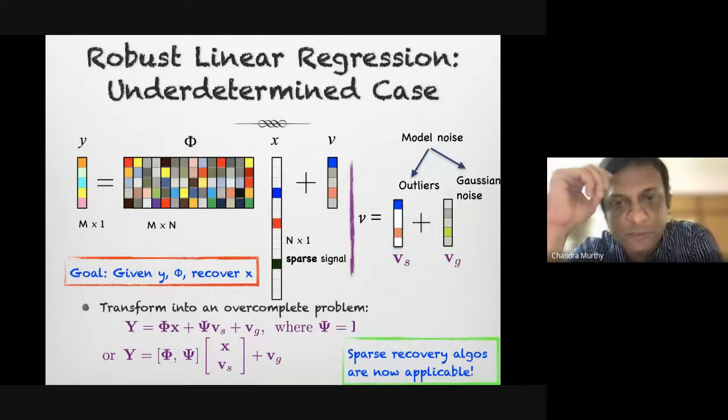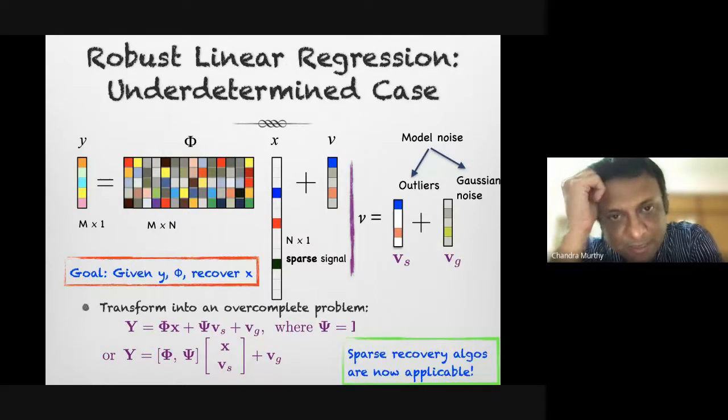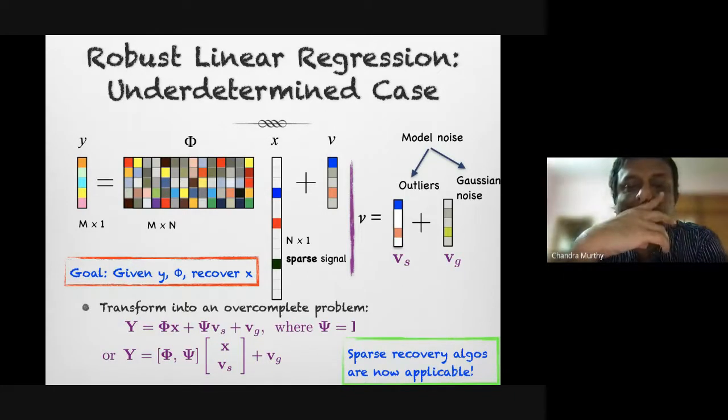Okay, so before I talk more about the compressed sensing problem, I want to mention two other applications where compressed sensing ideas are also very useful. The first is in what is called robust linear regression.